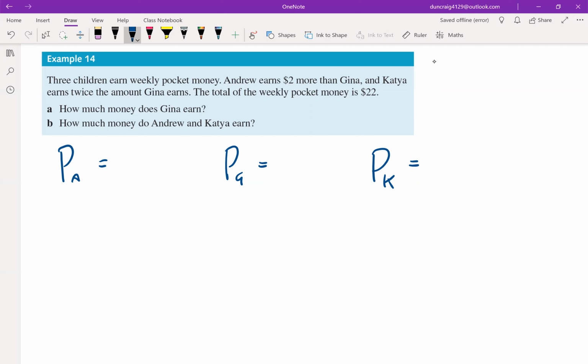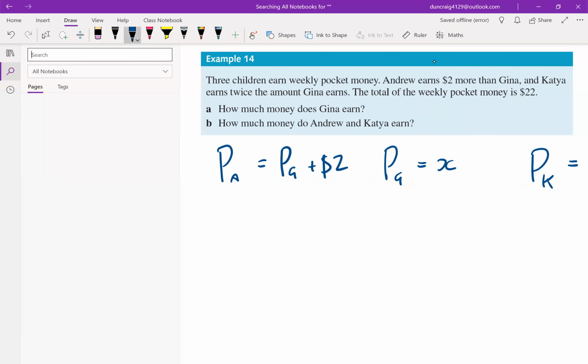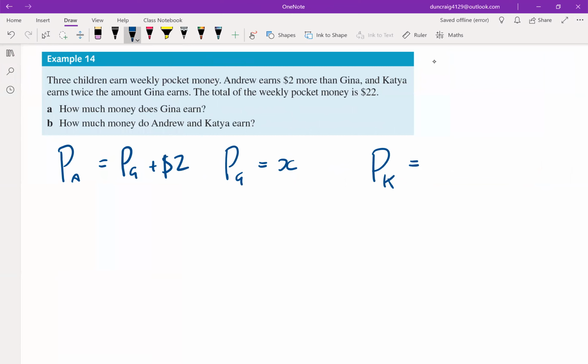Both of those are in relation to Gina, so let's say Gina earns X dollars. Andrew earns 2 more than Gina, so that's whatever Gina earns plus $2. If Gina has X, it's just going to be X plus 2. And PK is twice the amount of Gina, so it is 2 times PG, which is 2 lots of X.